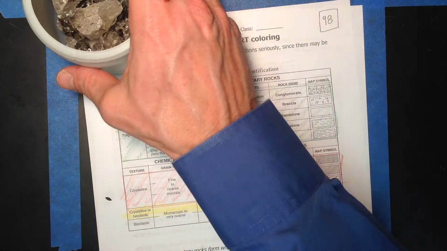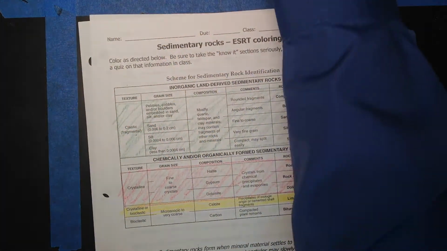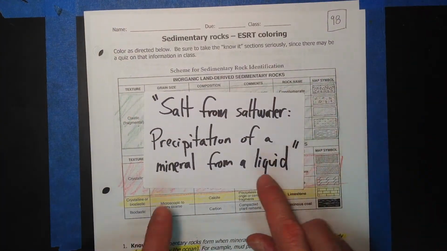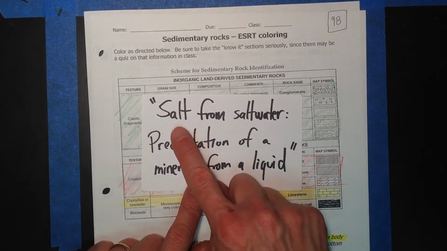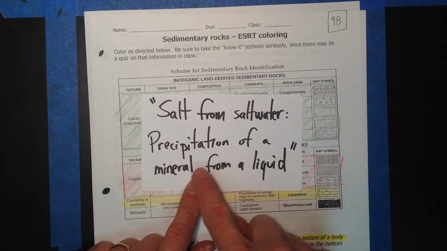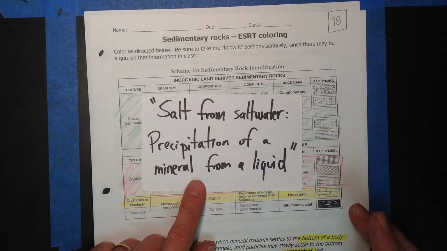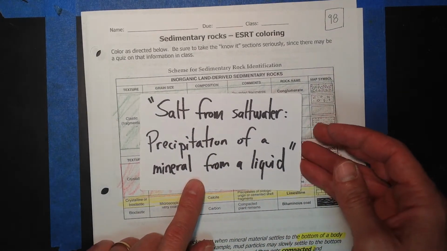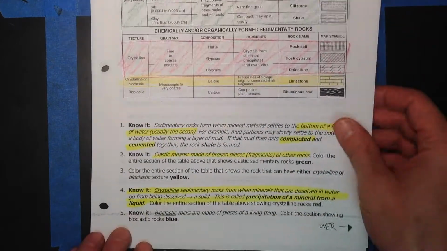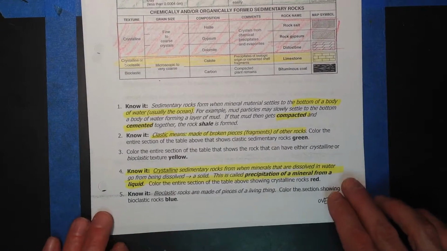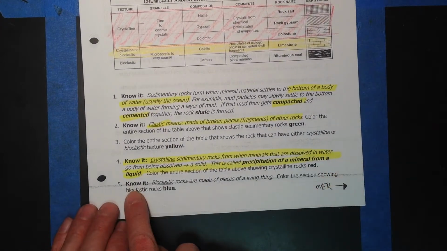Now, to know how that forms, it's an interesting process. I'm going to recommend you go to my video channel, Mr. Gaz, the channel that you're watching right now, to a video entitled "Salt from Salt Water: Precipitation of a Mineral from a Liquid," where I show it happen. I do this experiment in my kitchen. It really shows how it works. Precipitation of a mineral from a liquid that forms crystalline sedimentary rocks.